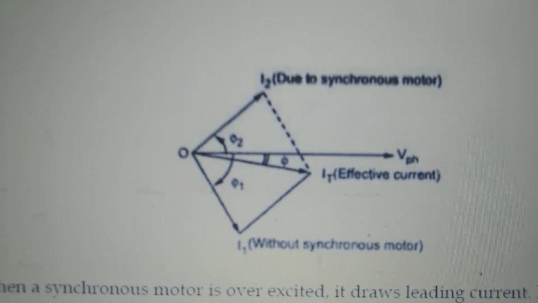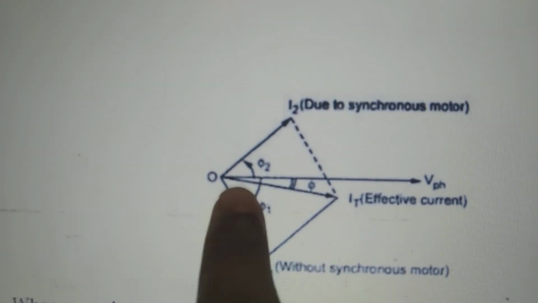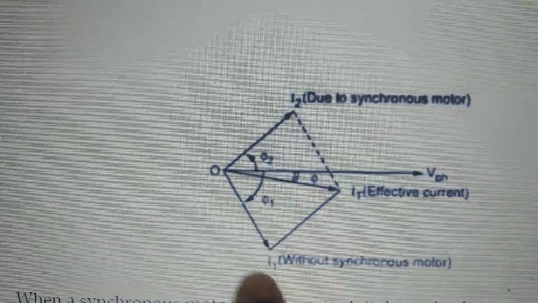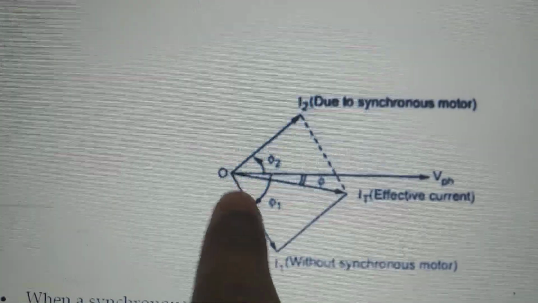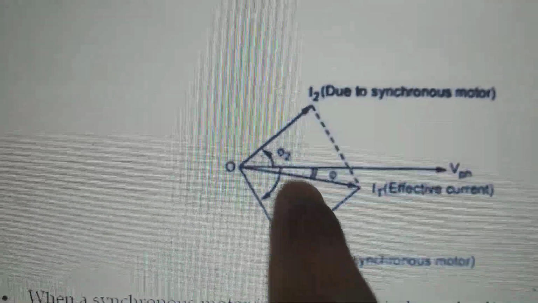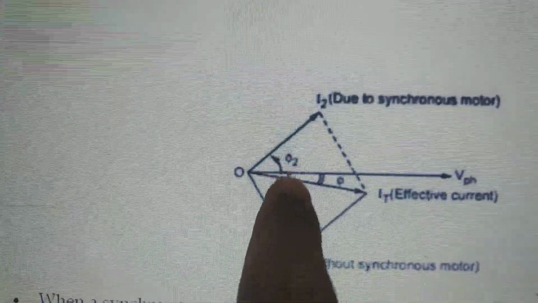It is very clear from the above phasor diagram. Look at this. This is without the synchronous condenser. Initially, this is the lagging current with respect to voltage. This is the angle. The angle is more.